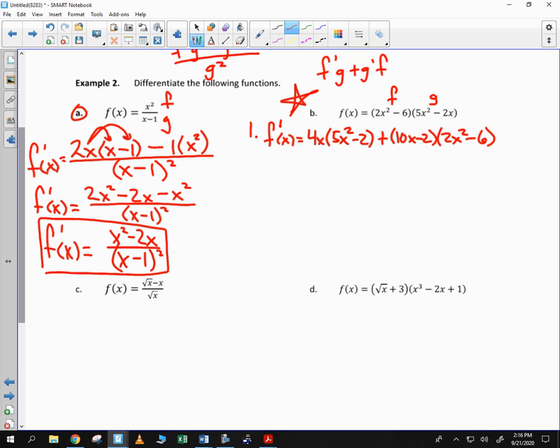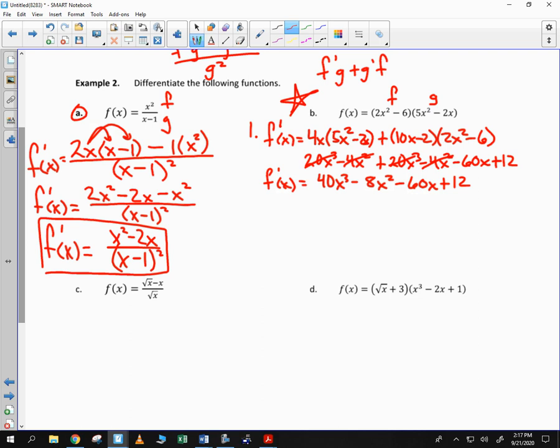Now, if we multiply through, you can see that we get a 20x cubed minus 4x. Oh, I'm sorry, that's supposed to be an x squared, plus, now I have to FOIL this out. Looks like I have another 20x cubed, a minus 4x squared, a minus 60x, and a plus 12. That is 40x cubed minus 8x squared minus 60x plus 12. So that's my derivative.